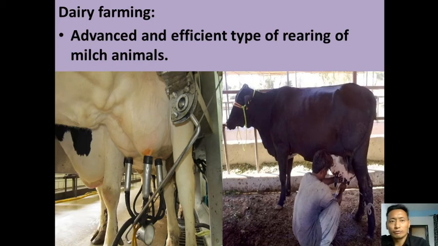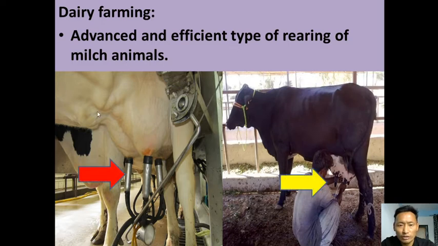The fourth type of agriculture or farming is called dairy farming. Dairy farming is advanced, here advanced meaning as compared to nomadic herding. Here they are rearing only milch based animals. So it is advanced and efficient. Efficient here means they are getting more output. Efficient type of rearing of milch animals. Milch animals mean those animals which give milk. So this type of dairy farming is a more advanced and efficient type of rearing of milch animals.